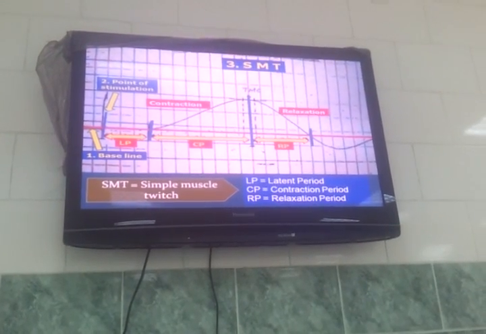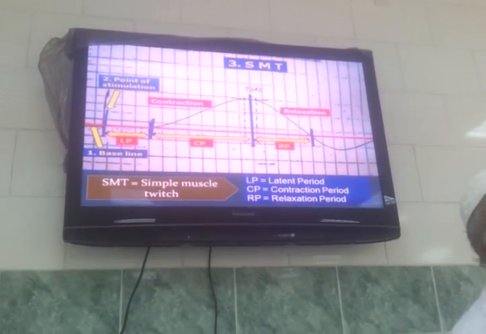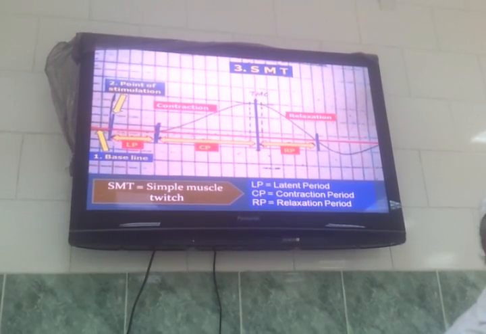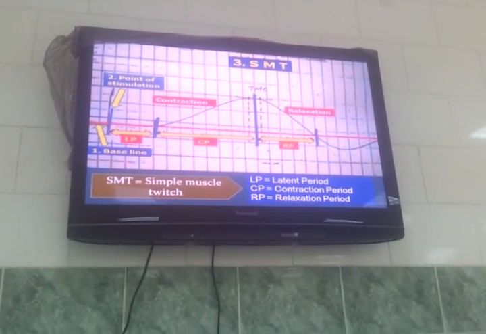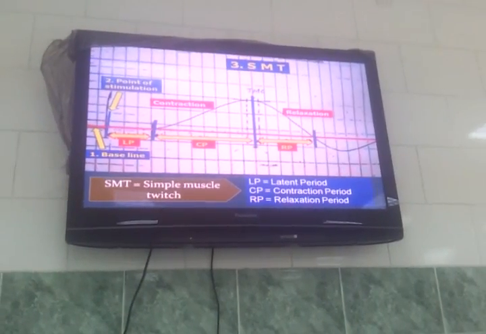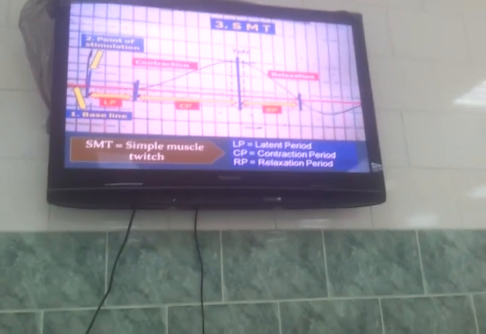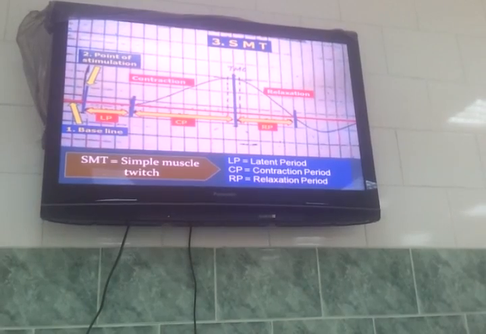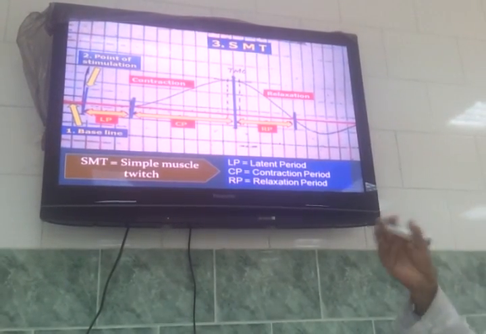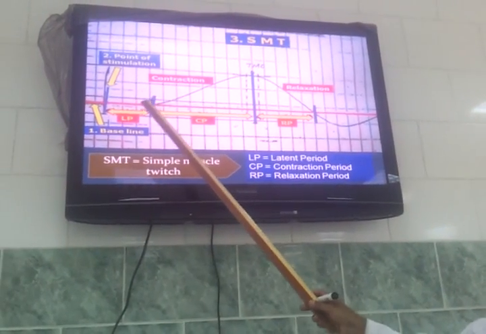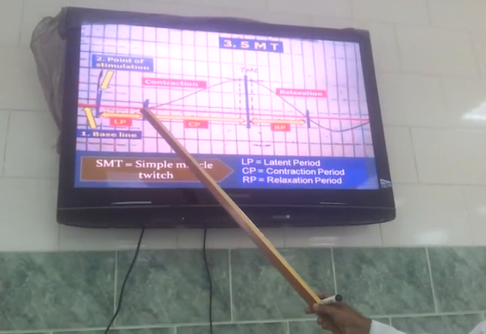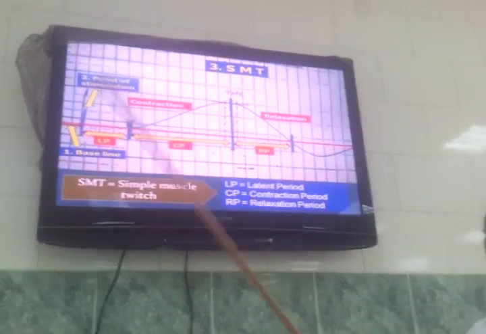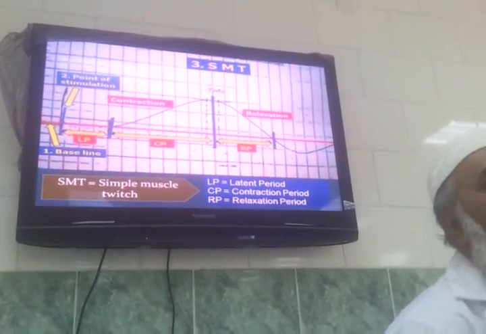And what will happen during this gap? When the electrical current is applied, it will spread to the muscle, calcium will be released, ATP will be activated, and active sites of the actin filament will be exposed. So all the preparation will be made for the muscle to contract. That's why during this time the curve remains on the baseline, and after this time it starts going up, which means now the contraction starts.